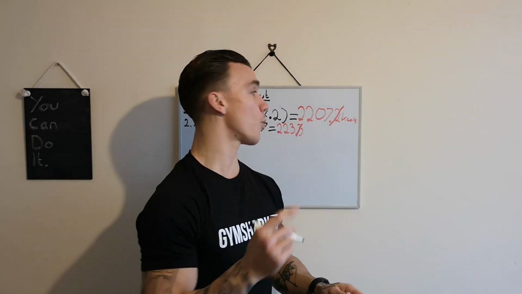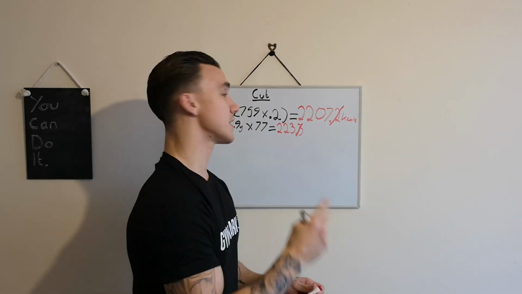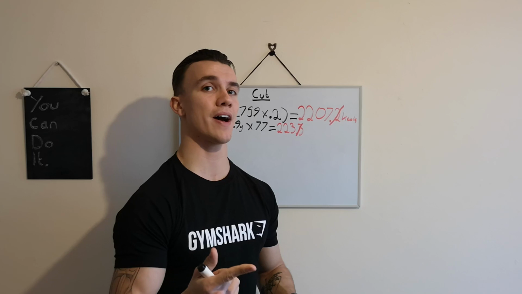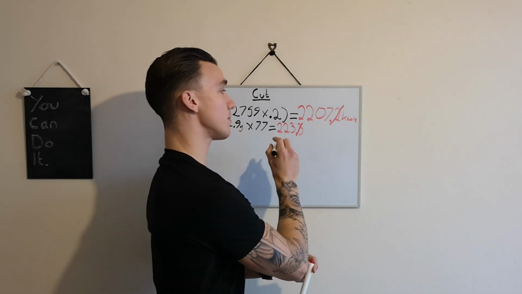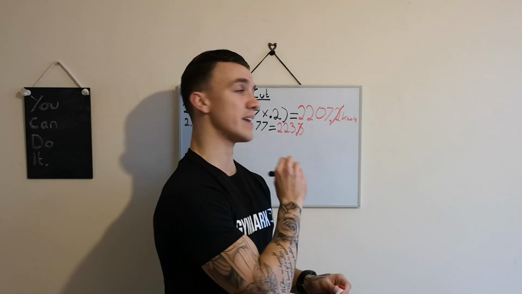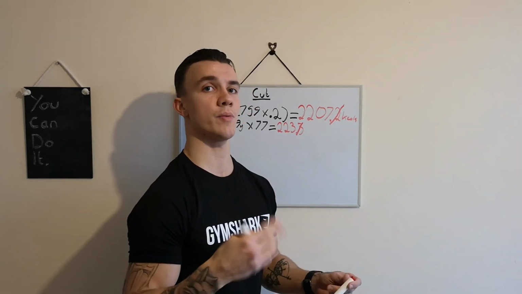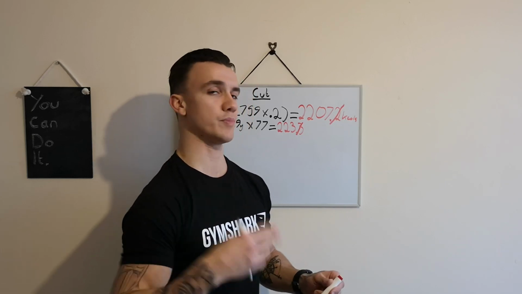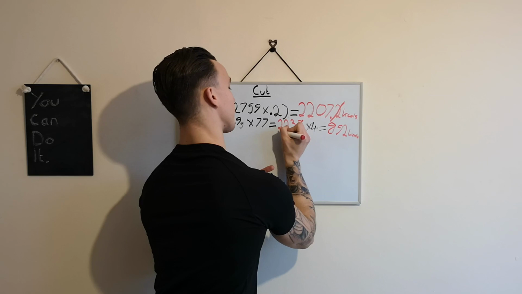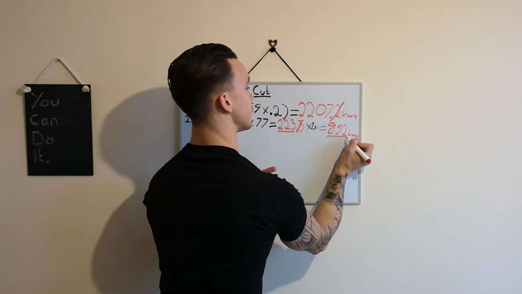1 gram of protein equals 4 calories. Same as carbohydrates, but then fat is 9 calories per gram. So what we're going to do now is times the amount of protein that we're eating by 4, just to calculate how many calories per day is coming from protein. You'll see why in a minute. 223 grams, and that's the amount of calories that it is.